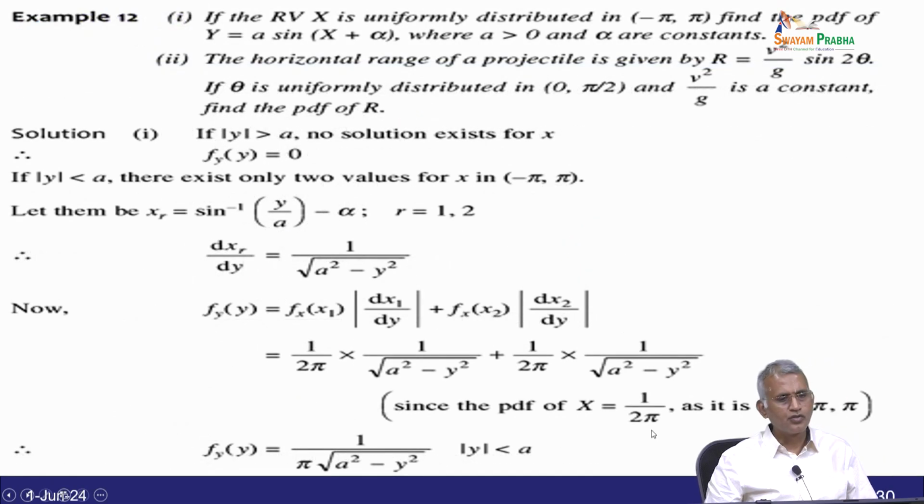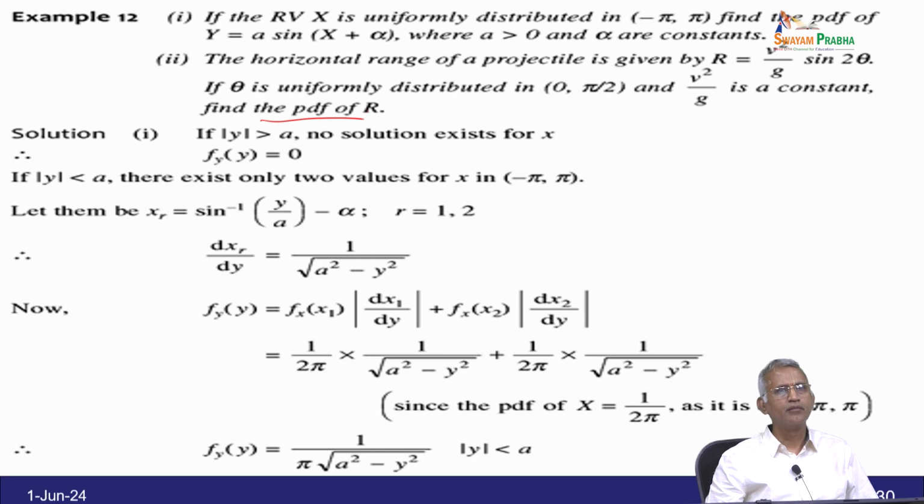Now, let us go once again to problem 12. If the random variable x is uniformly distributed in the interval minus pi to pi, find the probability density function of y equal to a into sine of (x plus alpha), where a is positive and alpha is a constant. The horizontal range of the projectile is given by R equal to v square by g into sine 2 theta. If theta is uniformly distributed in the interval 0 to pi by 2 and v square by g is a constant, find the PDF of R.